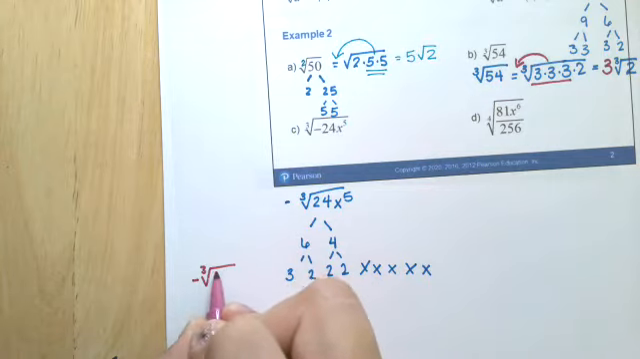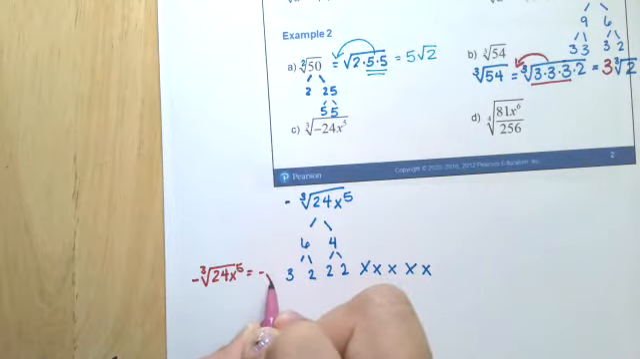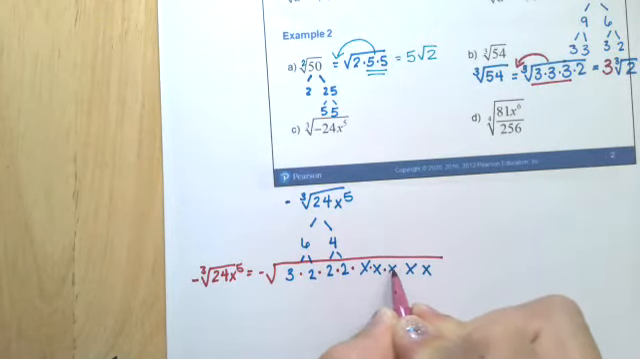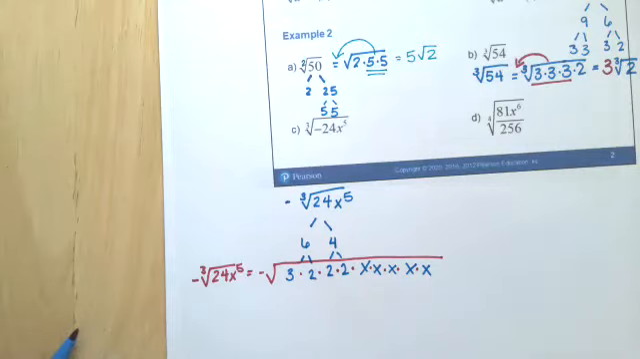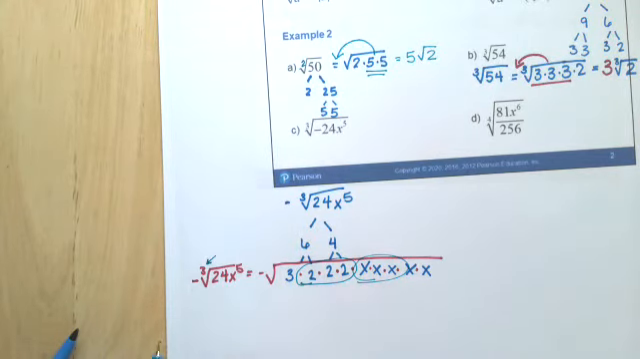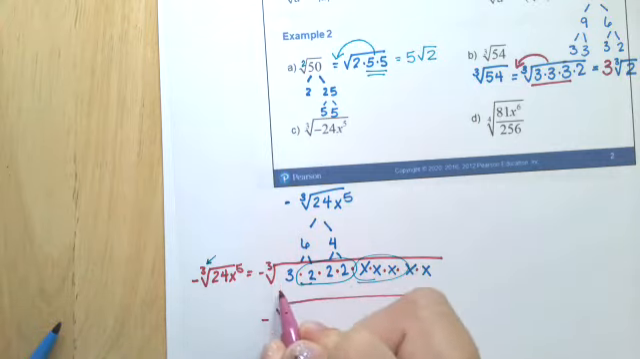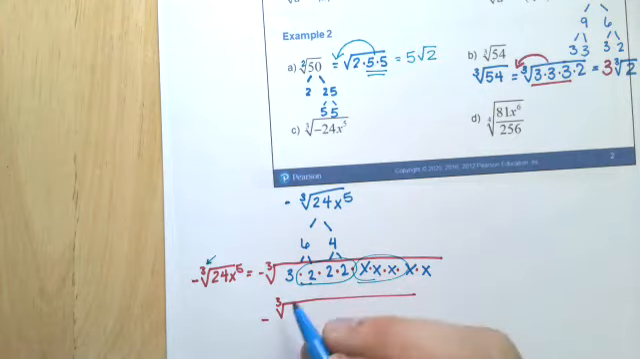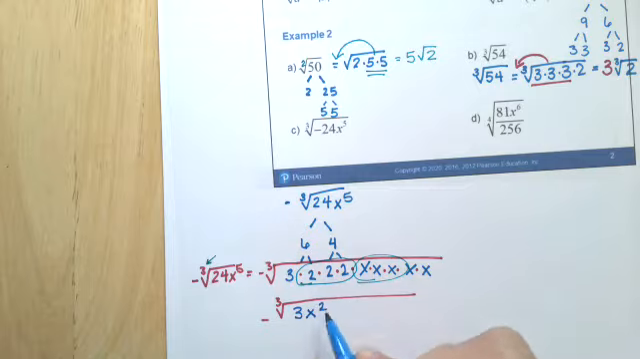So negative cube root of 24x to the 5th is the same as negative cube root of 3 times 2 times 2 times 2 times 2 times x, x, x, x, x. Since this is a 3, I'm looking for groups of 3. Everything else will stay under there. So that becomes negative 2x cube root of 3x squared. The 3 stays and 2 x's stay, so I can call them x squared. The 2 comes out and 1 x comes out. That is your final answer: negative 2x cube root of 3x squared.